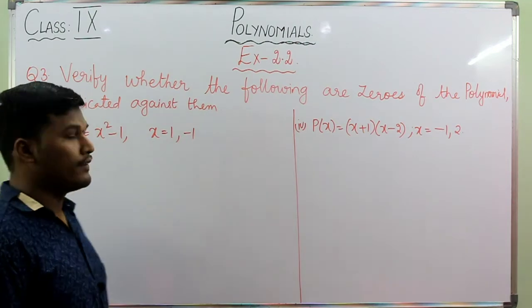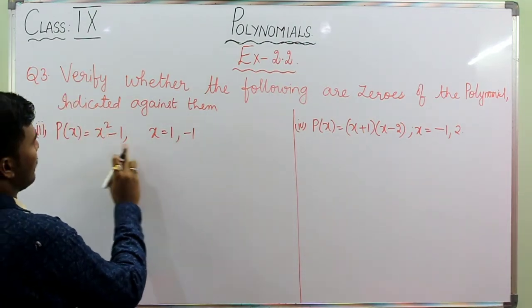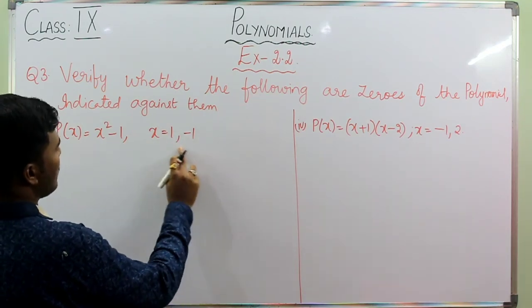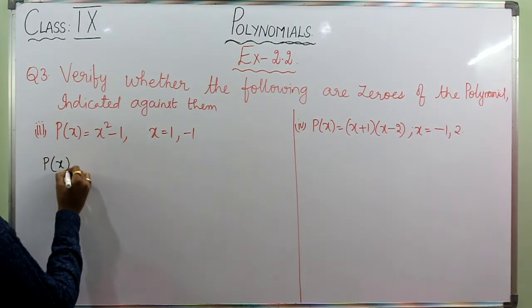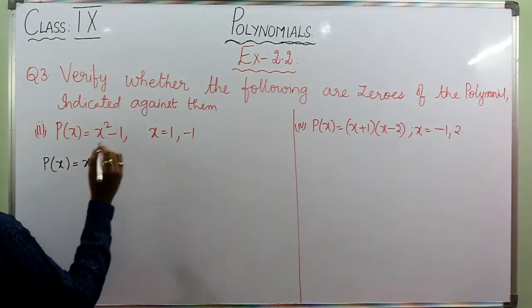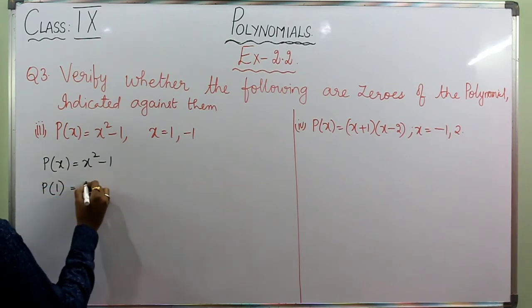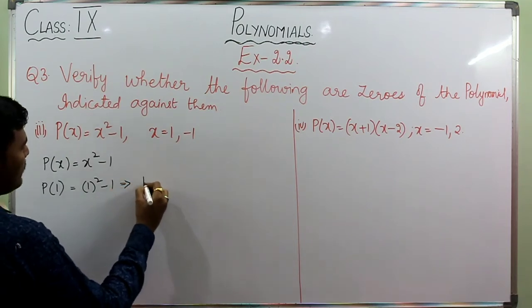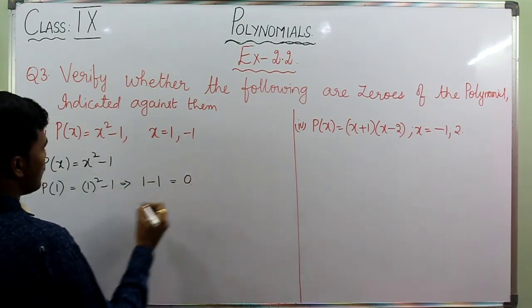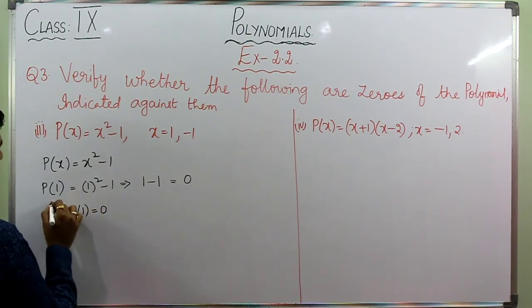Now the third bit, that is P of x is equals to x square minus 1, where x values are x is equals to 1 and minus 1. So let us consider P of x first, which is given as x square minus 1. So x is equals to 1 we will take first. P of 1, that is 1 square minus 1. 1 square is 1, minus 1, which is equals to 0. So therefore P of 1 has become 0.